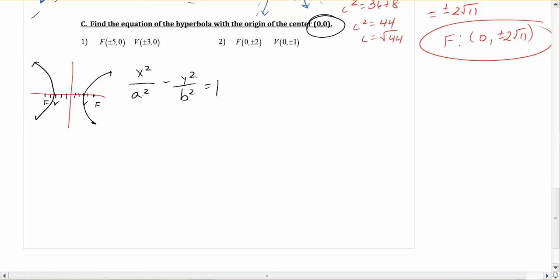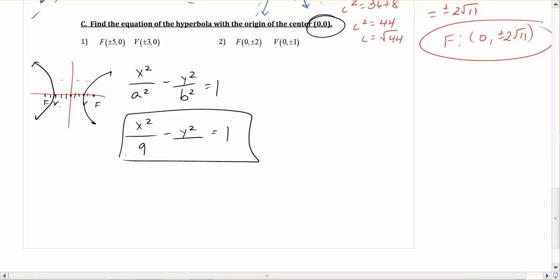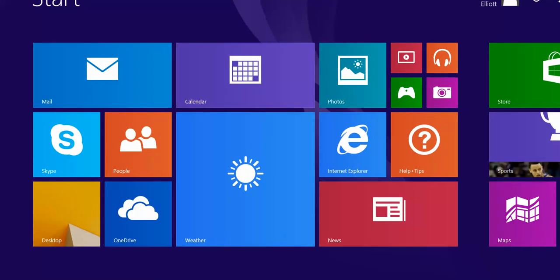Now, a is the distance from the center to the vertex. That's pretty easy because they tell me the center, and to the vertex it was 3 away. So a is 3, and 3 squared is 9. Now, the issue comes in with b squared. B squared is the distance you get when you make your rectangle from the center up, but I don't know that. I'm going to have to use my foci to help me figure that out. I can get up to this part of my answer, but I don't know my b squared without using my foci equation.